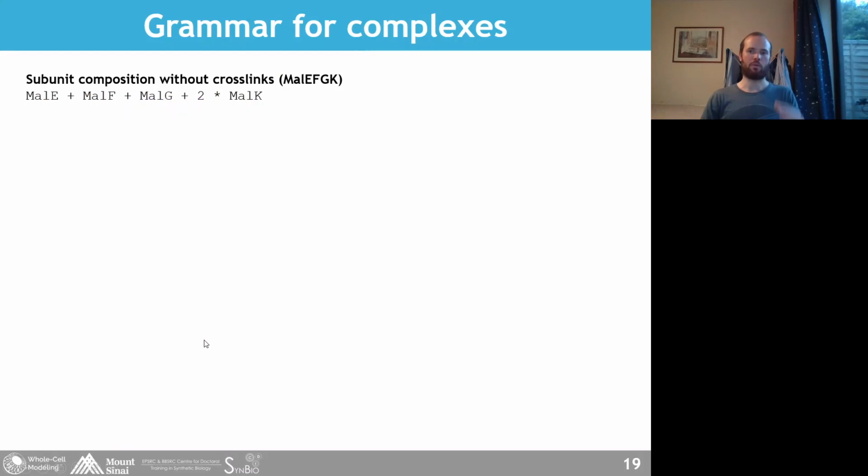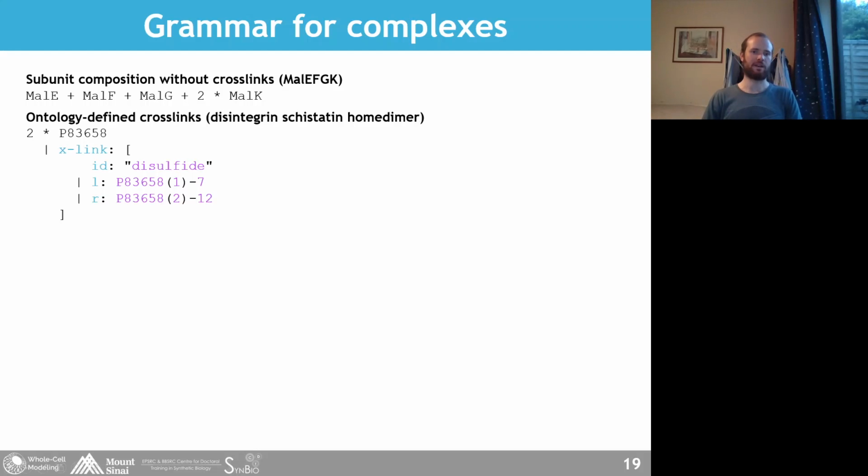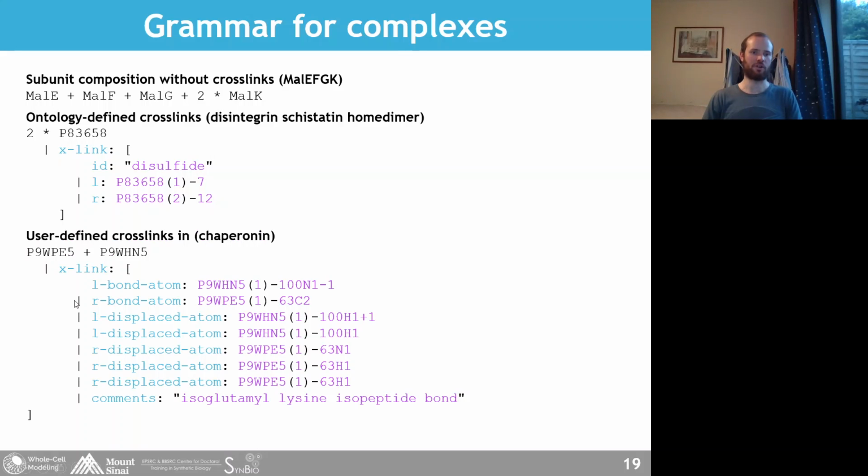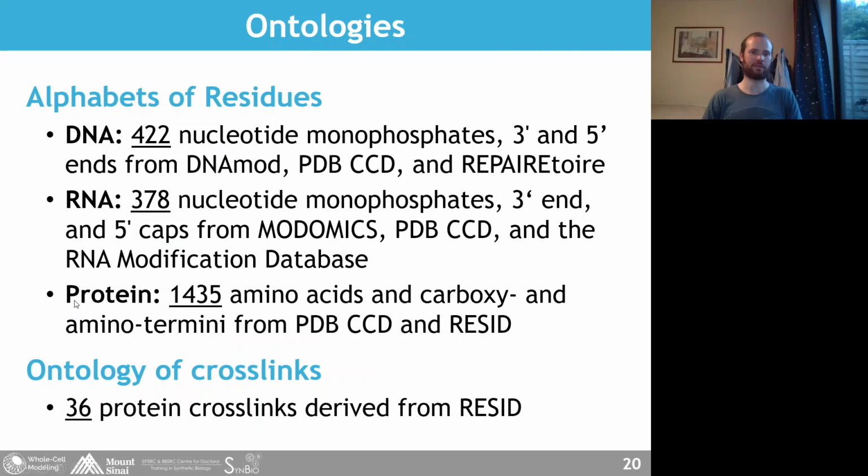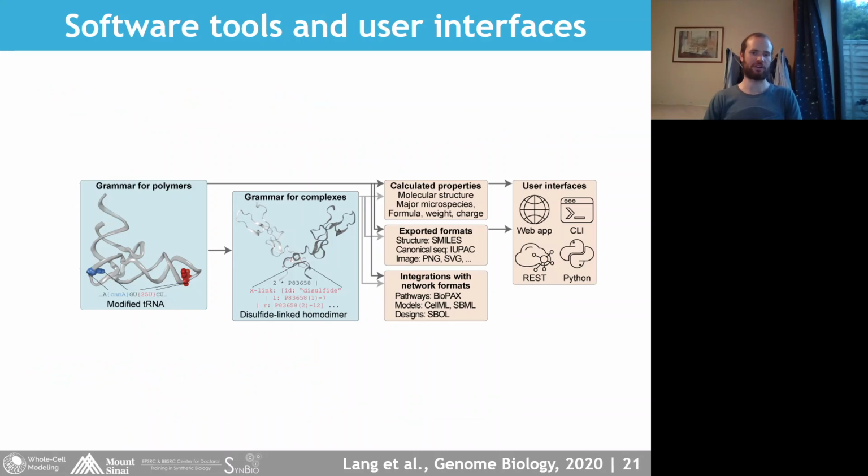All right, once you have defined your polymers, you can put them into a complex. And within this complex, you might have, again, crosslinks, which you can describe using the ontology or the user-defined form. Just to give you an idea of what's already in our alphabet, we have several hundred residues for DNA, RNA, and protein. And we also have 36 protein crosslinks in our ontology of crosslinks.